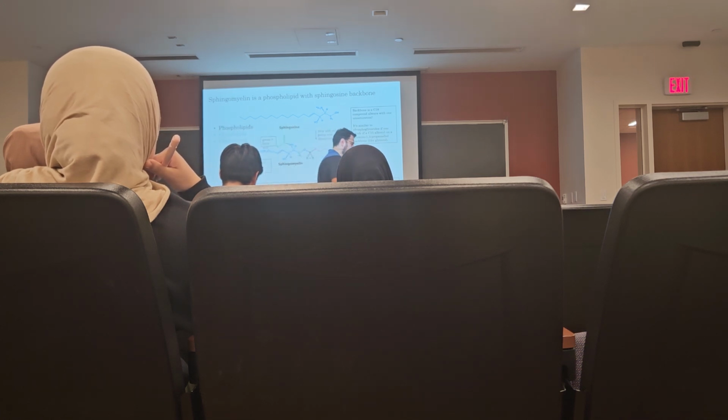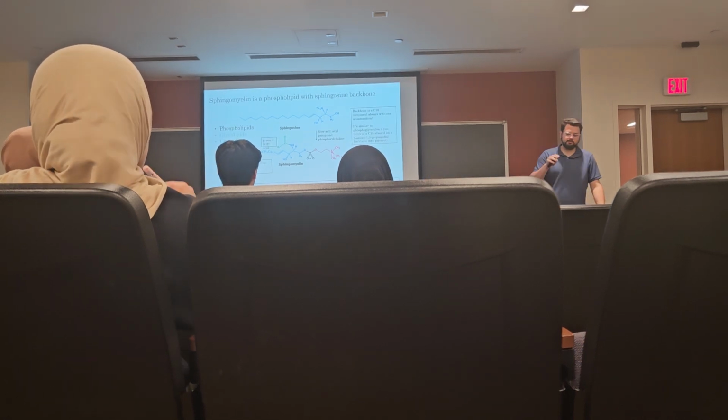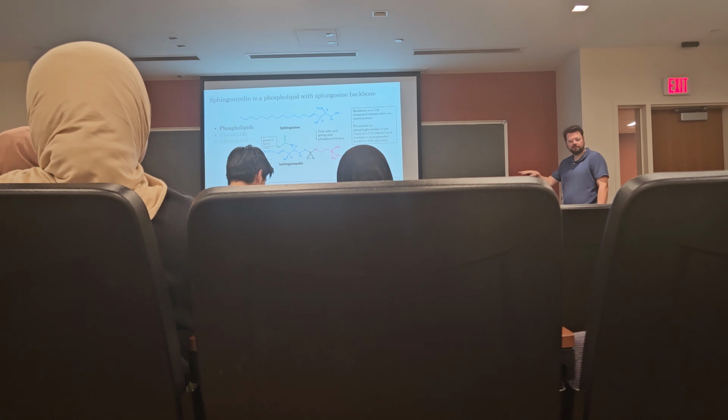We find sphingomyelin in the myelin sheaths surrounding neurons. They help to electrically isolate these neurons so that signal transduction can occur down the axon.